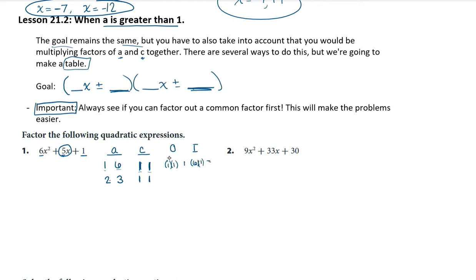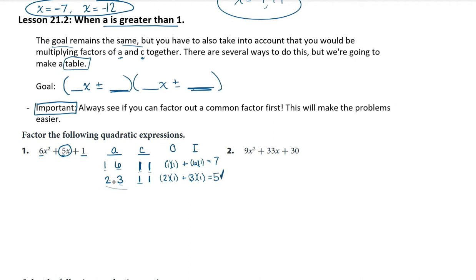Add that together, you would get 1 plus 6, which is 7. So unfortunately, that's not the right one. So let's check the next one. Outer would be 2 times 1 plus the inner is 3 times 1, which would be 2 plus 3, which does equal 5. So that's the one I want.